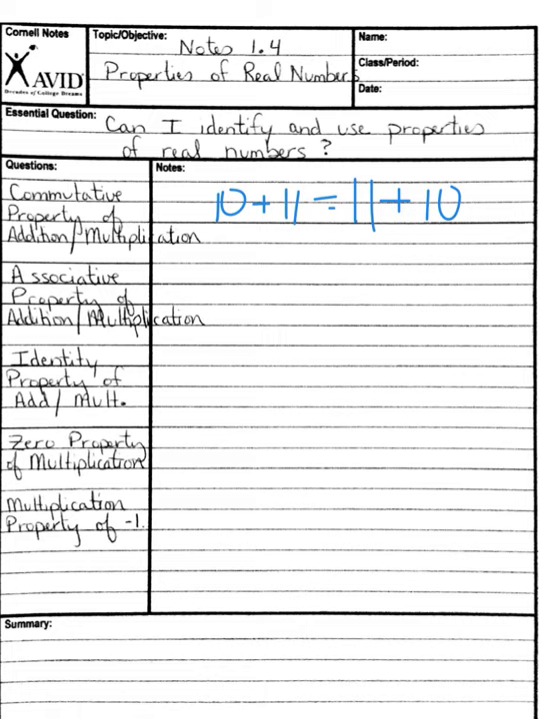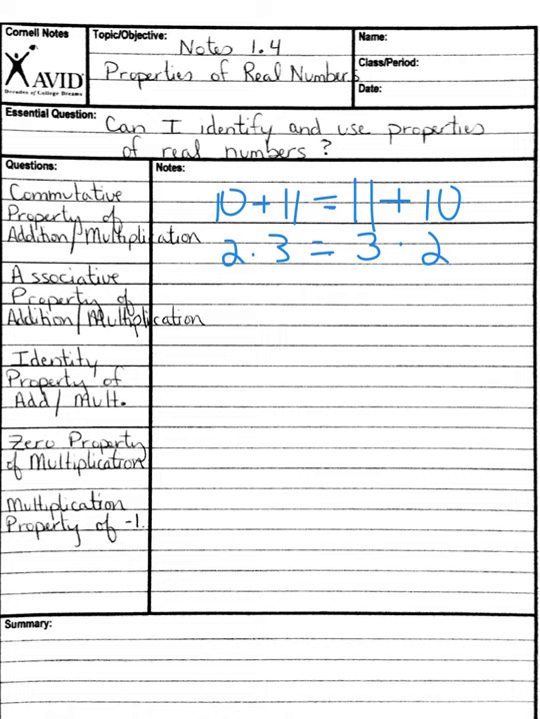Okay? The next thing we want to look at is it also doesn't matter for multiplication. So if I'm going to multiply, let's just say 2 times 3. It doesn't matter if it's 2 times 3 or if we do 3 times 2. We get the same answer. That's the commutative property of addition and multiplication. Let's talk about the associative property next.